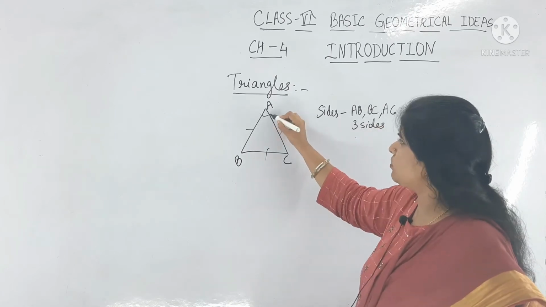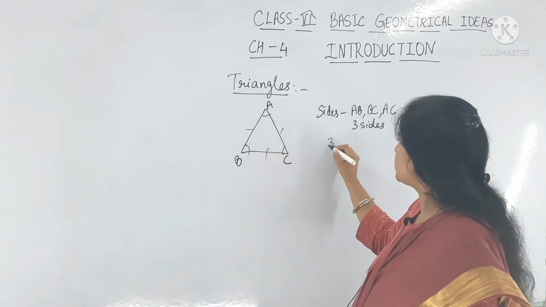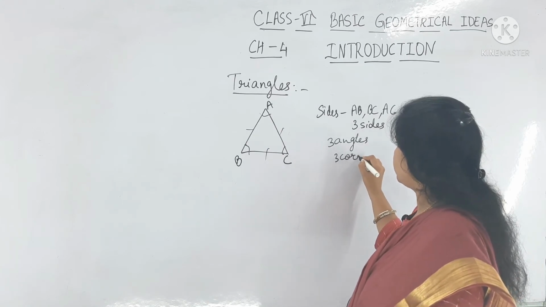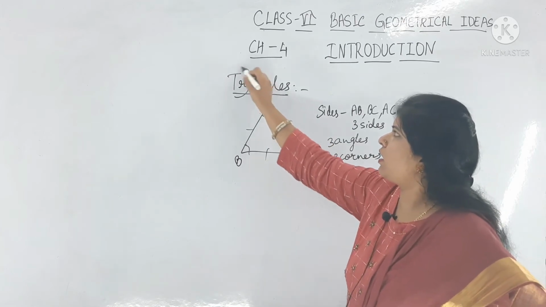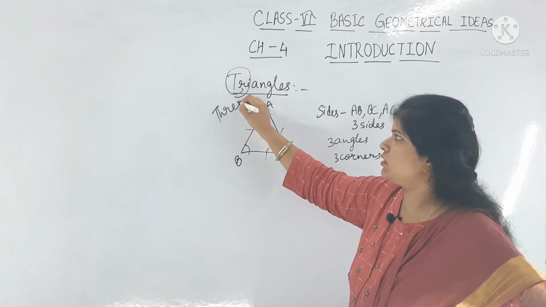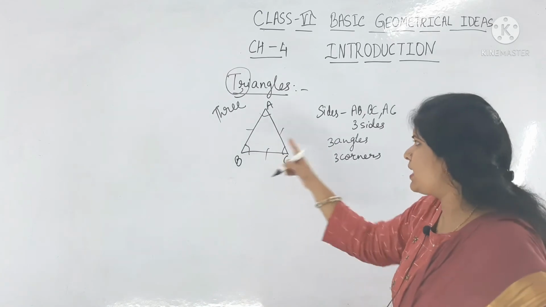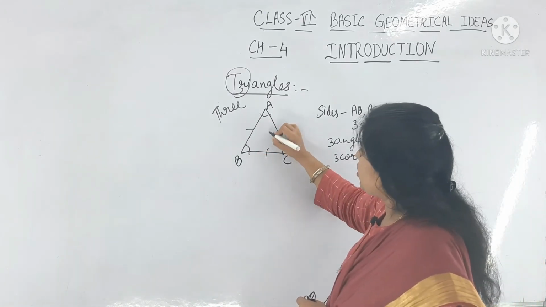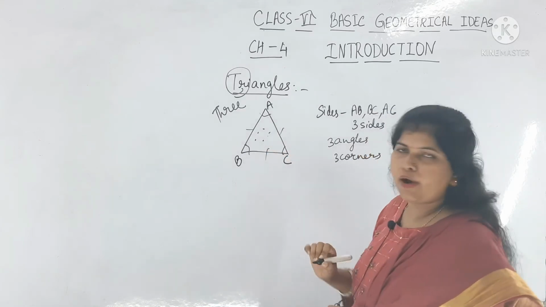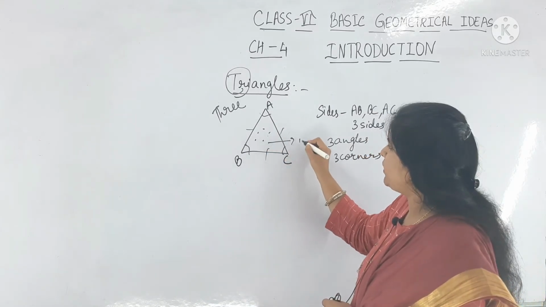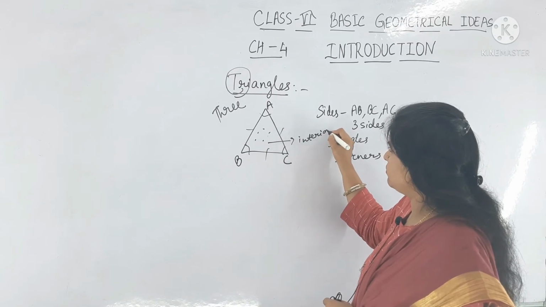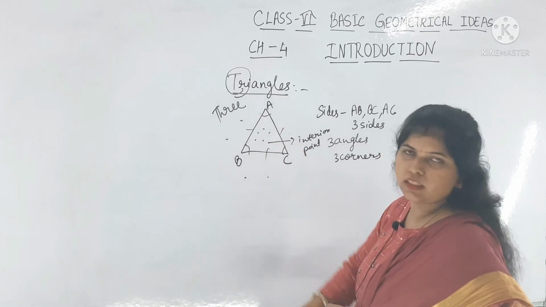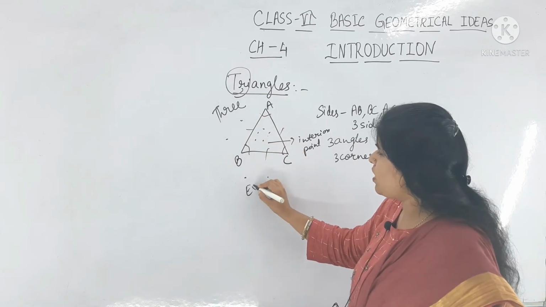3 sides, 3 angles, 3 corners, okay, all are 3. Therefore it is written tri. Tri means 3, okay. Triangle means 3 angles are making. And here also, if it is inside, that is the interior point, and if it is outside the triangle like this, it is called an exterior point.